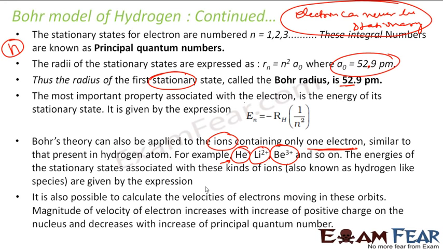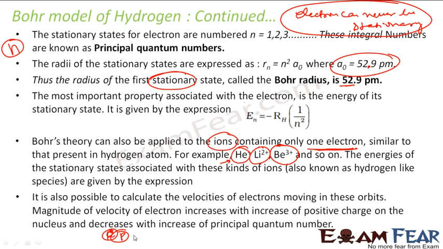And it is also possible to calculate the velocities of electrons moving in these orbits, right? The magnitude of velocity increases with the increase in positive charge in the nucleus and increase of principal quantum number. So if you see, what I'm saying is, if the charge is more on the atom, if you have more protons, the velocity will be more if you increase the protons.